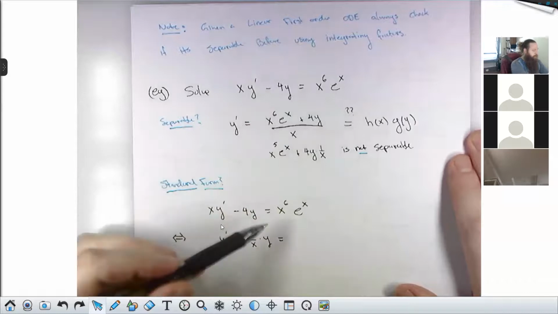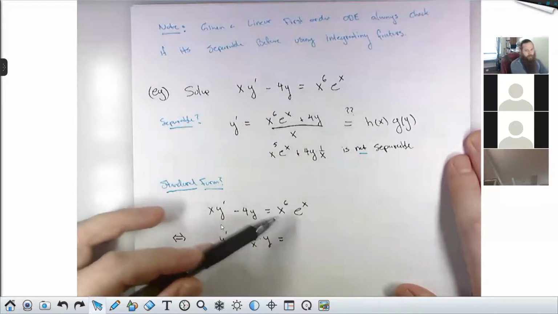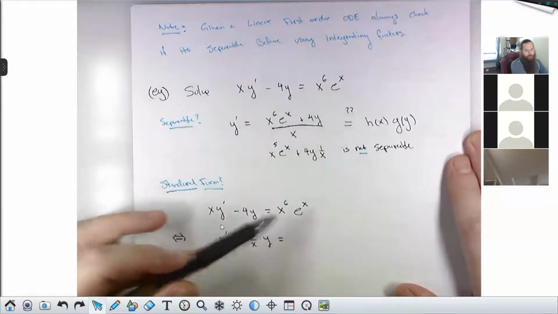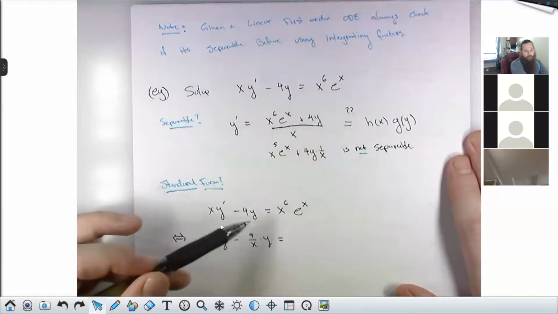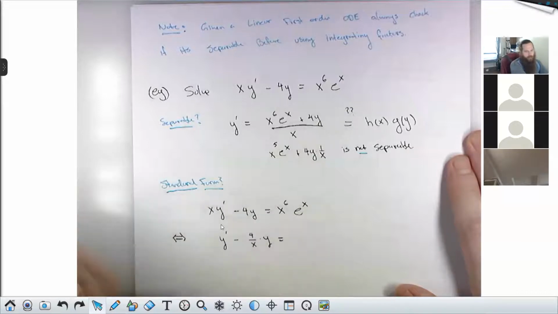Remember, when you do something, do it to both sides. For some reason, especially in this section, people tend to forget to divide or multiply on the right-hand side by the integrating factor or by whatever it is they're doing here. So when I divide both sides by x, this becomes 4 over x. This becomes x to the 5.